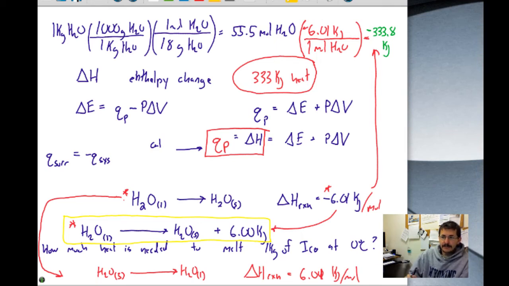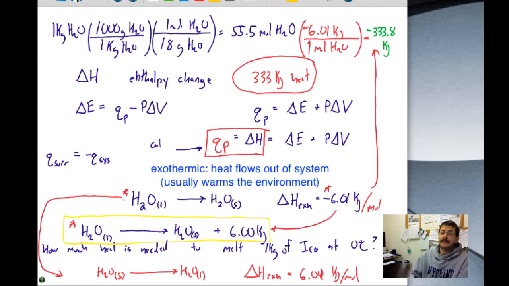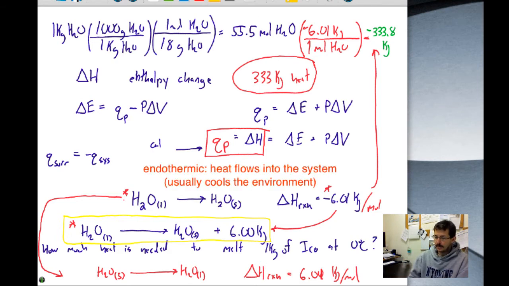And use your common sense. Heat flowing out of the system or heat flowing into the system represents the sign. Again, heat flowing out is an exothermic reaction. Heat flowing in is an endothermic reaction.